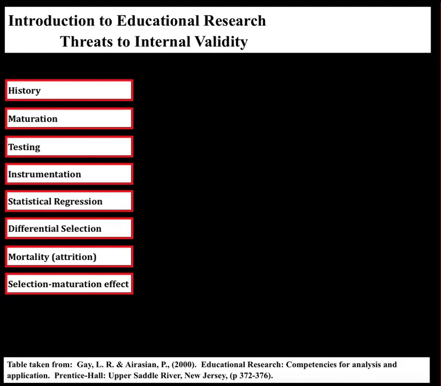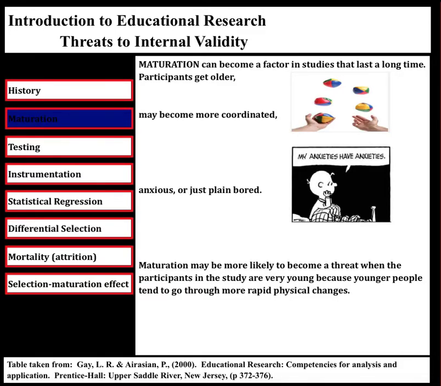Now, the second threat here is maturation. Maturation refers to natural, physical, or intellectual or emotional changes that occur to participants over the length of the research study. History referred to environmental changes during the length of the research study, whereas maturation refers to internal changes within the participants during the research process. And these internal changes may affect participants' performance.